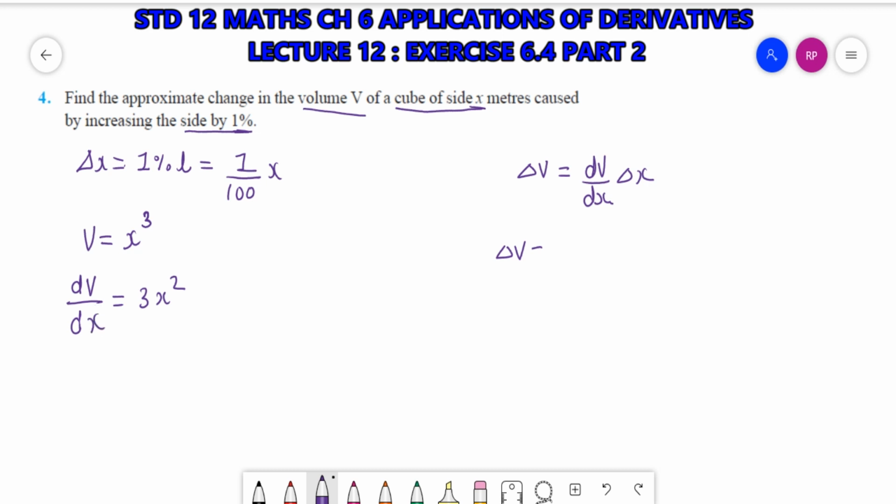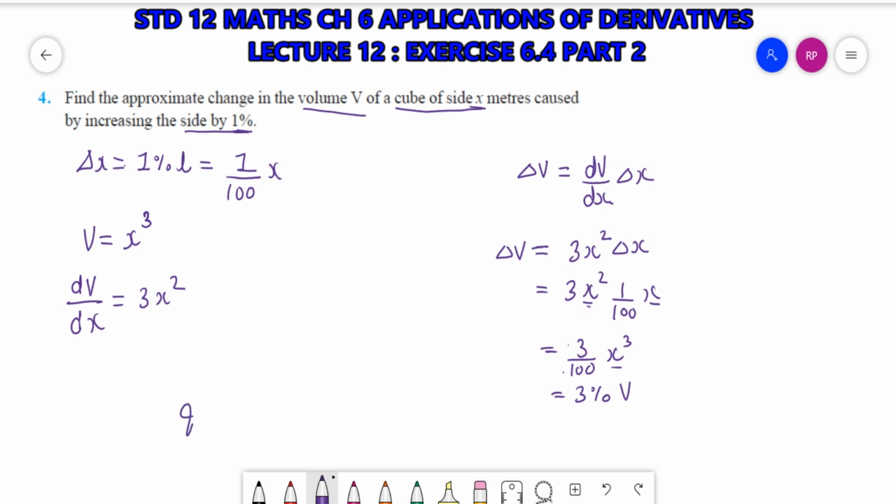3x square, so delta V will be equal to 3x square into delta x. So now 3x square. Now what is delta x? 1 by 100 into x. Okay, now x square into x, that is x cube. And what is x cube? That is the volume. And 3 by 100, that means 3 percentage of x cube, V.